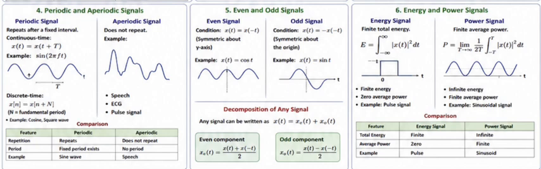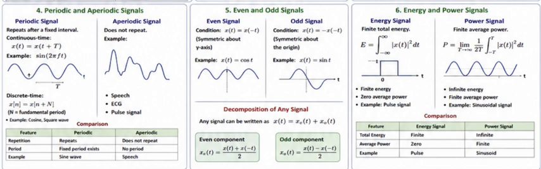An aperiodic signal is something which does not repeat after a specific time period. For example, I can say my speech signal is an aperiodic signal, because I'm not going to talk with the same speed or the same level of sound after the 10th second or the 11th second, right? So the speech signal and the ECG signal will be varying with respect to time, and the pulse signal also.